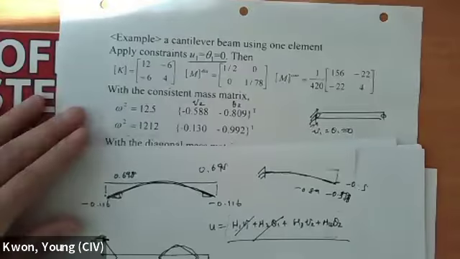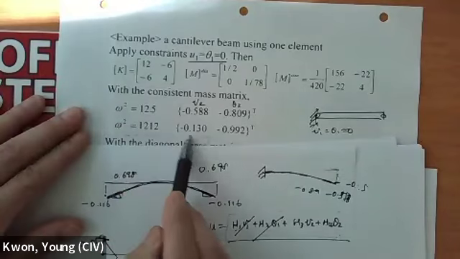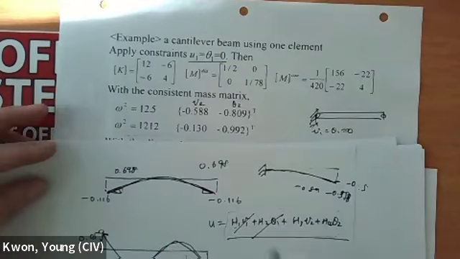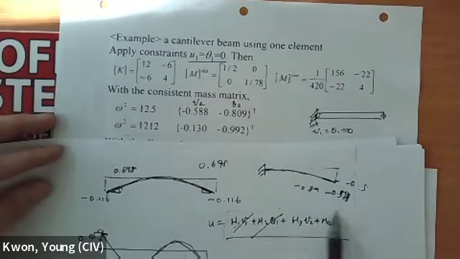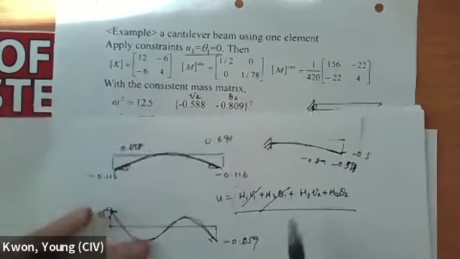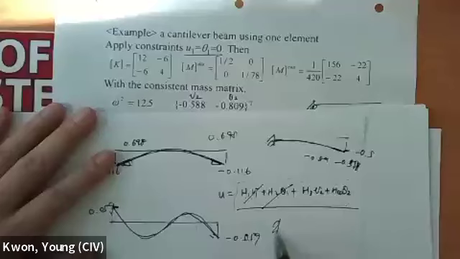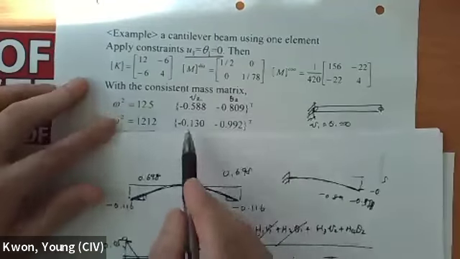Okay. And the second one is 12.12. If you also plot that, obviously qualitatively it looks the same, but if you plug into this expression and plot it, then what is the second mode shape? It's going to be like that, right? So that's going to be this one.